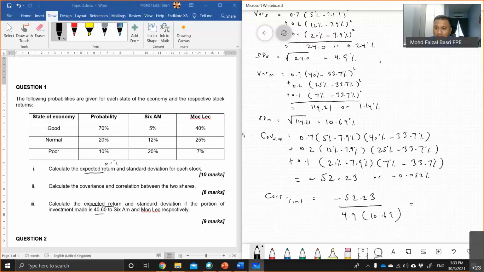So you get a negative. It's almost 1, 0.997. Okay, negative 0.997. So if you want to round up, it's basically negative 1. So this is an example of a strong or perfect negative relationship. Okay, it is a perfect negative relationship because what you get here is negative 1.